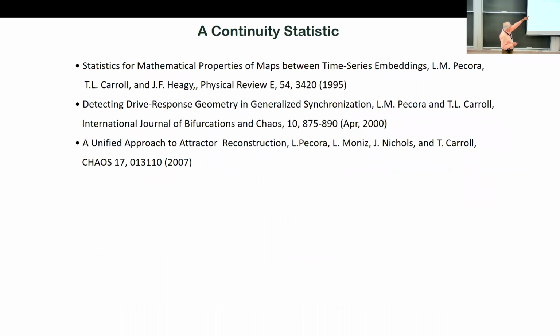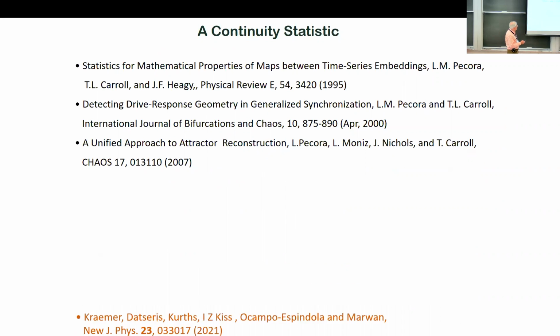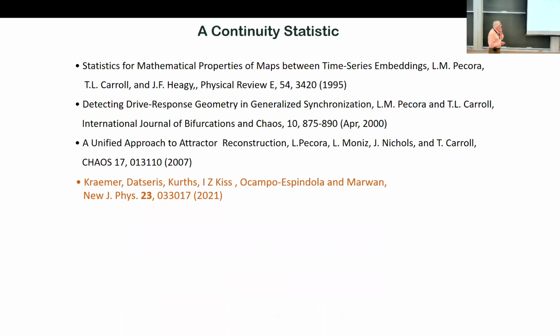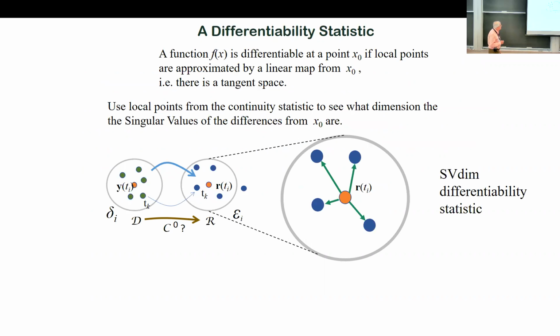By the way, this was first published in 1995. A simpler version of this. This is much more sophisticated with the null hypothesis and so on. We published a few other things, and recently, in fact, this was used by Kurtz and Kish and Marwan to talk about how you could use this kind of statistic to help you gauge when you're trying to do an embedding with data. And that's a nice paper, by the way. So they use this continuity statistic too. So you could do a differentiability statistic. I'm not going to get into it.